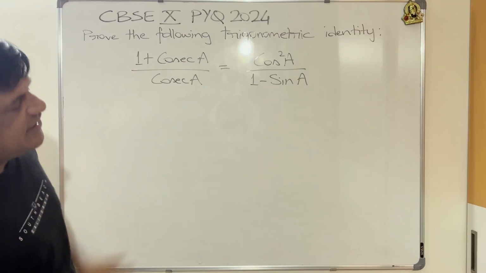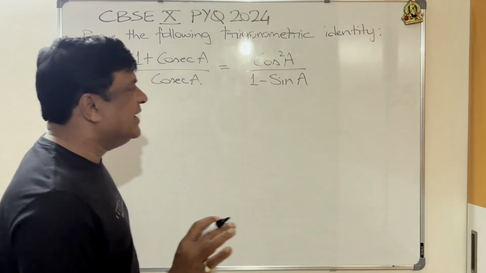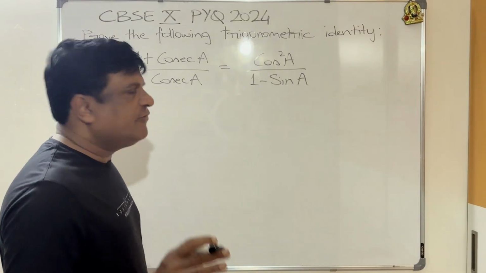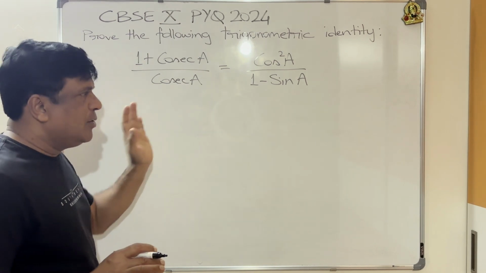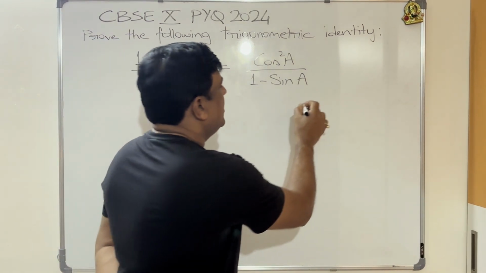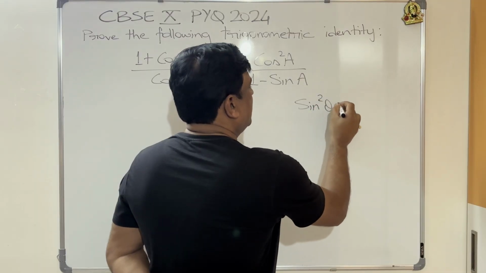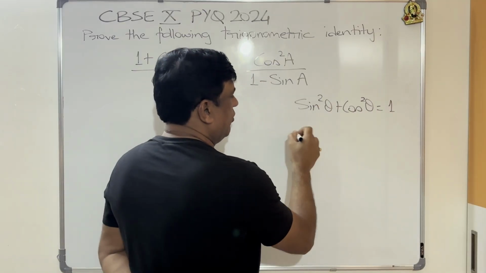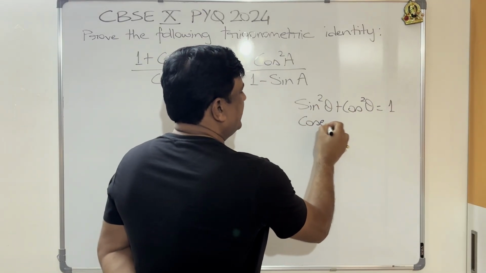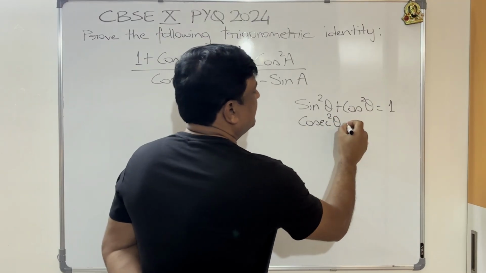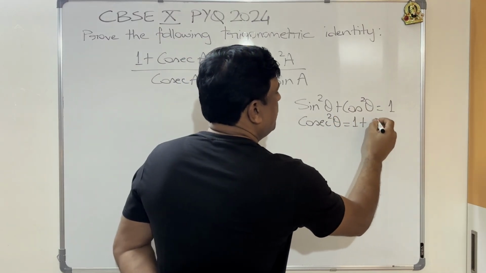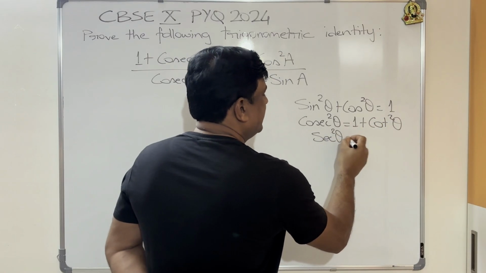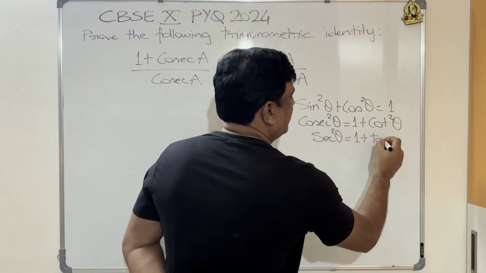Remember, whenever you get these kind of questions, the three trigonometric identities which we have studied in lower classes are very helpful. What are those three identities? You know that sine square theta plus cos square theta is equal to 1. Remember that one always. Similarly, cosec square theta is equal to 1 plus cot square theta. And the third one is sec square theta is equal to 1 plus tan square theta.